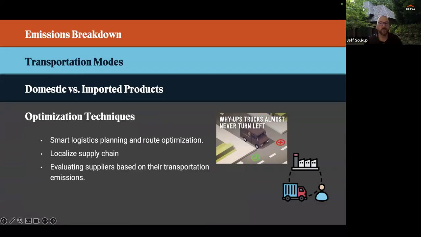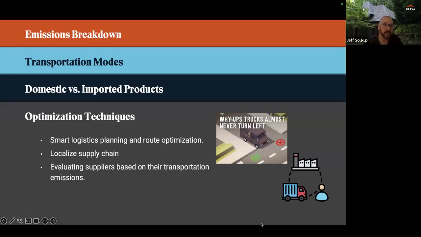Optimization techniques. One of the probably most famous optimization techniques with smart logistics and planning: UPS trucks, for the longest time, don't turn left. This is a studied and verified thing. They almost never turn left because you can't turn left on red. So many logistics operators will optimize their routes. Time spent waiting to turn left, you're creating emissions, you're burning fuel. If you can turn right, it's going to be much faster. You're going to decrease your emissions.